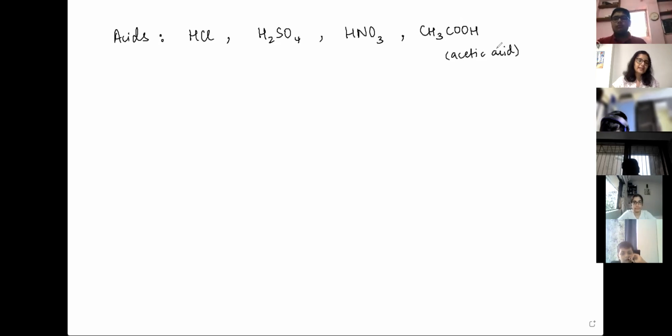So you have citric acid, tartaric acid, but their formulas are slightly more complicated. They all are organic acids. Okay. Next, bases. Examples of some common bases.